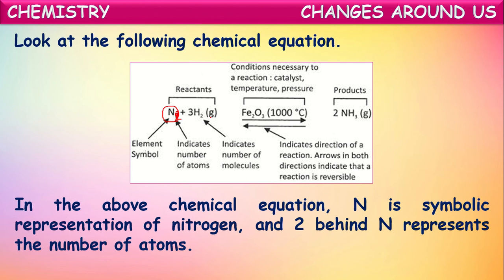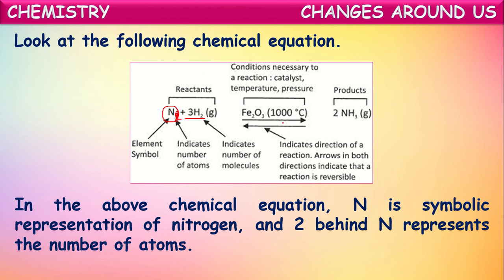At the same time, 2 hydrogen atoms are there in a hydrogen molecule and 3 hydrogen molecules are taken, isn't it? So one molecule of nitrogen combining with 3 molecules of hydrogen in this reaction. And if you see at the right hand side, 2 molecules of ammonia are formed and each molecule of ammonia contains 1 nitrogen atom and 3 hydrogen atoms. Okay, these are indicated here.